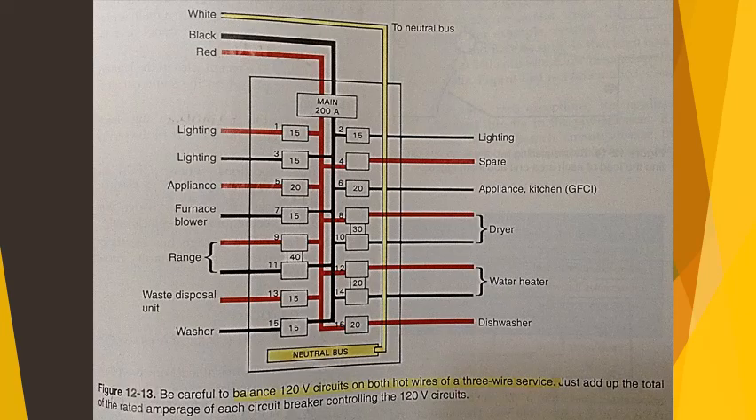Figure 12-13 shows a system properly balanced at the entrance panel. If you add up the ampere rating of all the circuits on each side, you can see that the ratings add up to nearly the same total. Also, the same number of large appliance circuits is found on each hot wire.